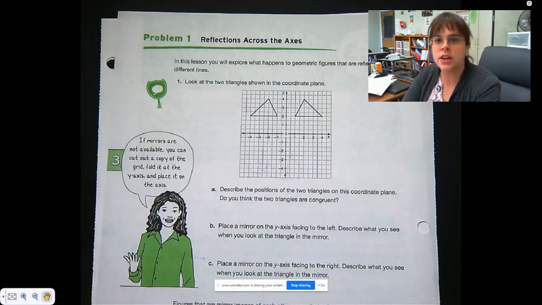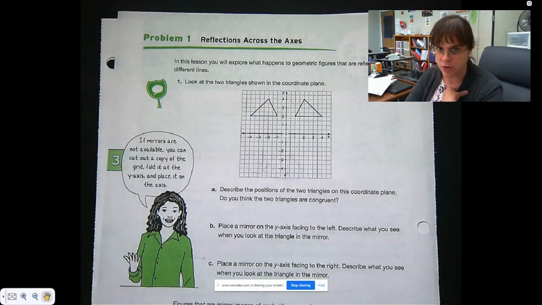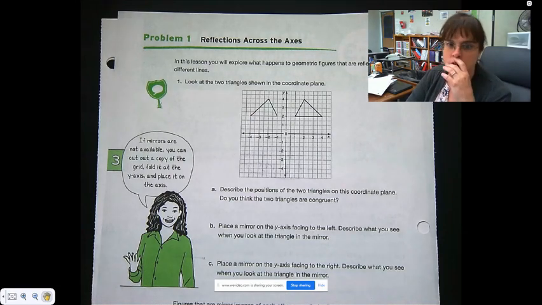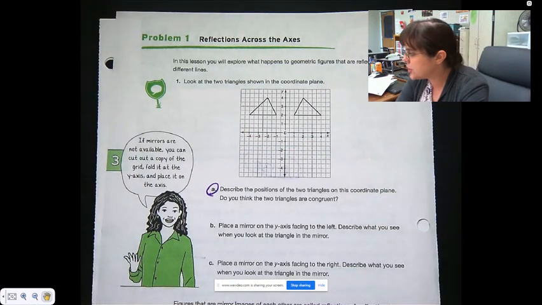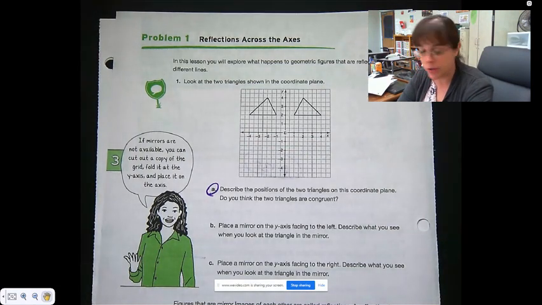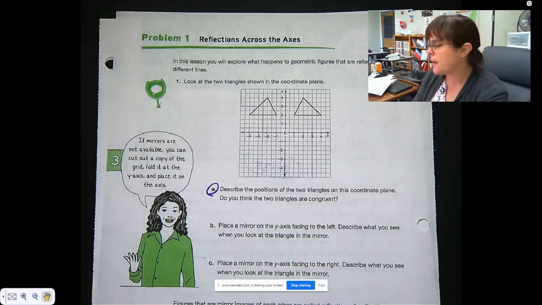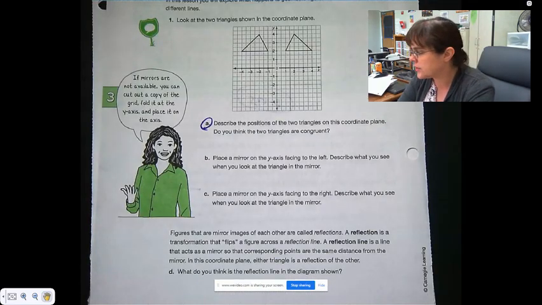It says, in this lesson, you'll explore what happens to geometric figures when they are reflected across different lines. Look at the triangles shown in the coordinate plane. A, describe the position of the two triangles on the coordinate plane. Do you think they're congruent? Remember, congruent means same size and same shape. B, place a mirror on the y-axis facing to the left.